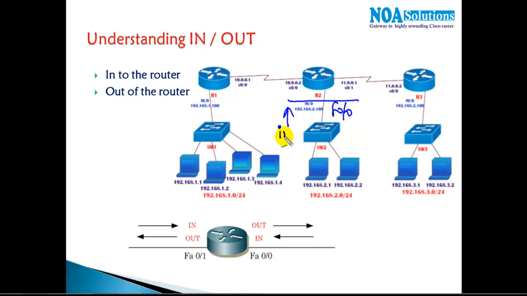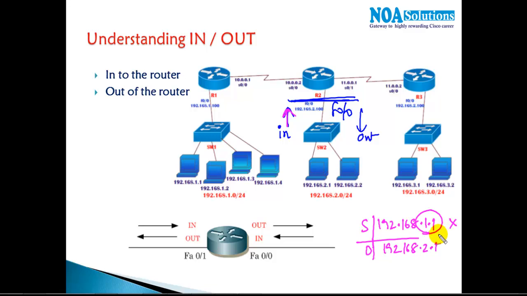Right now this is my in direction, and this is my out direction. Into the interface, out of the interface, or into the router, out of the router. Now we need to decide. The first step is to know the exact in and out, which is correct. The next thing is to decide whether we need to implement the ACL inbound or outbound. That can be decided by assuming some packets. Let's say I'm sending some packets from 192.168.1.1 to the destination address 192.168.2.1.